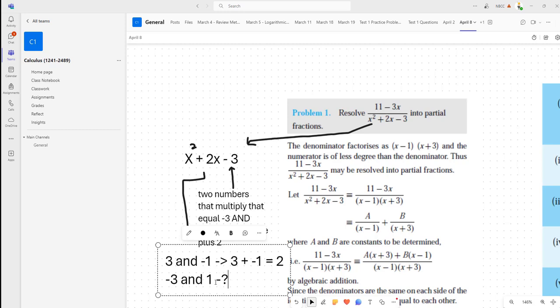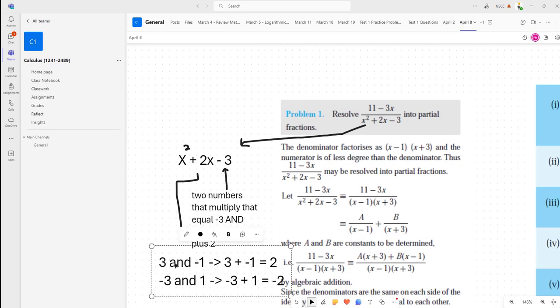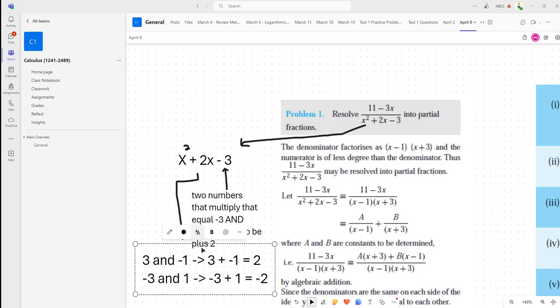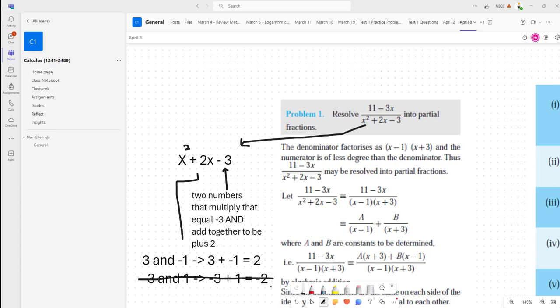And then if we have minus 3 and 1, you can see that this isn't going to work. They multiply together to be minus 3, but when we add them together, we have minus 3 plus 1, which would equal minus 2. So we know that doesn't work, because we need to satisfy both arguments, and this one gives minus 2. We needed to add to be plus 2.